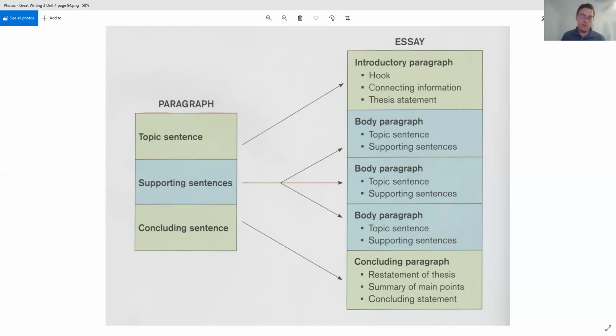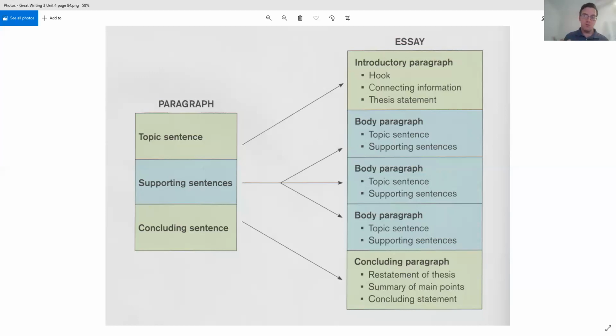So if you have learned how to write a paragraph, you know that it has a simple three-part structure. The first sentence of your paragraph is the topic sentence, where you tell your reader what the paragraph is about. Then that is followed by several supporting sentences that give the reader more detail about that topic or that idea.